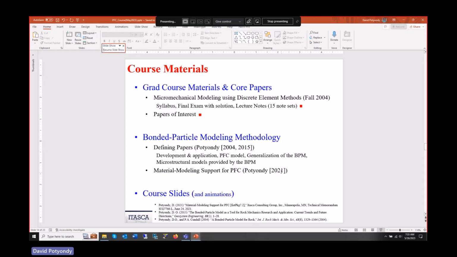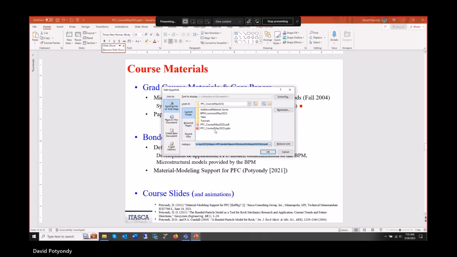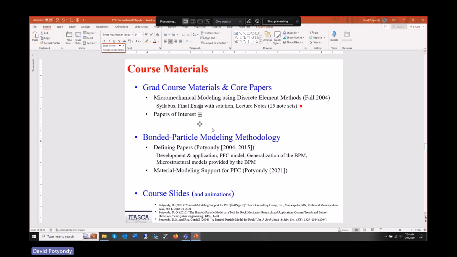So throughout these talks, there's also a whole bunch of journal papers. This is probably not going to work either. Well, let me fix this. Now is the time to show you. Edit link, grad course materials, papers of interest. I'm looking for papers of interest. Papers PFC model. Papers. I'm sorry, this is annoying. Papers of interest. There they are.